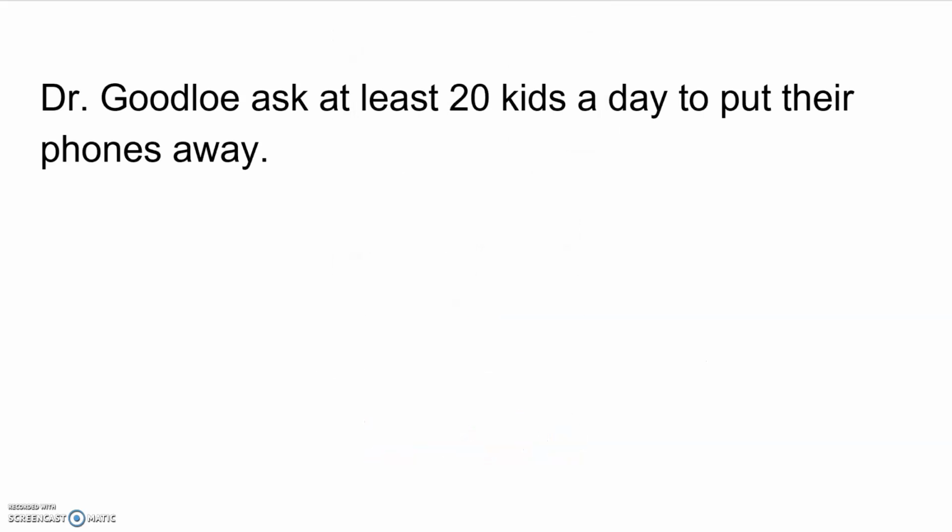All right, so here's the first question you saw on your test with inequality word problems. Dr. Goodlow asked at least 20 kids a day to put their phones away. I want you to go ahead and think about how you would write this and write it on the paper that you have in front of you. Okay, so what we should have written is X is greater than or equal to 20.